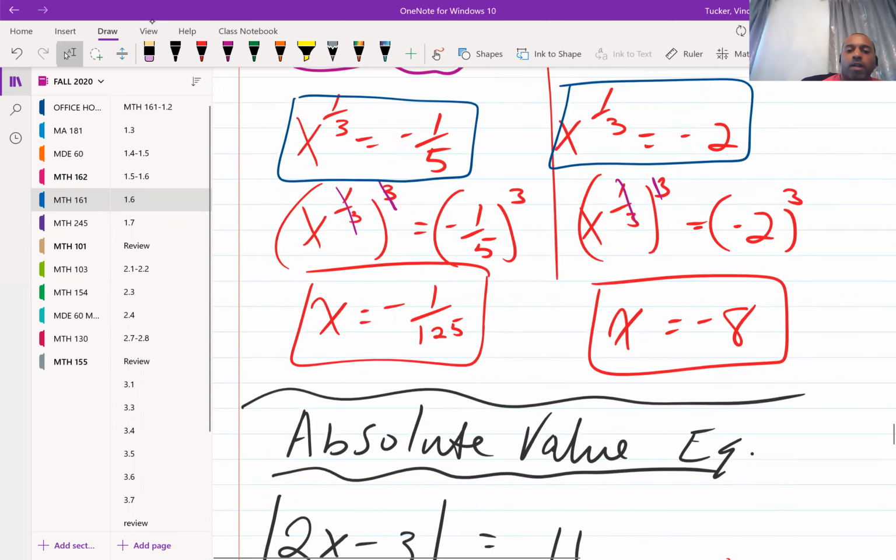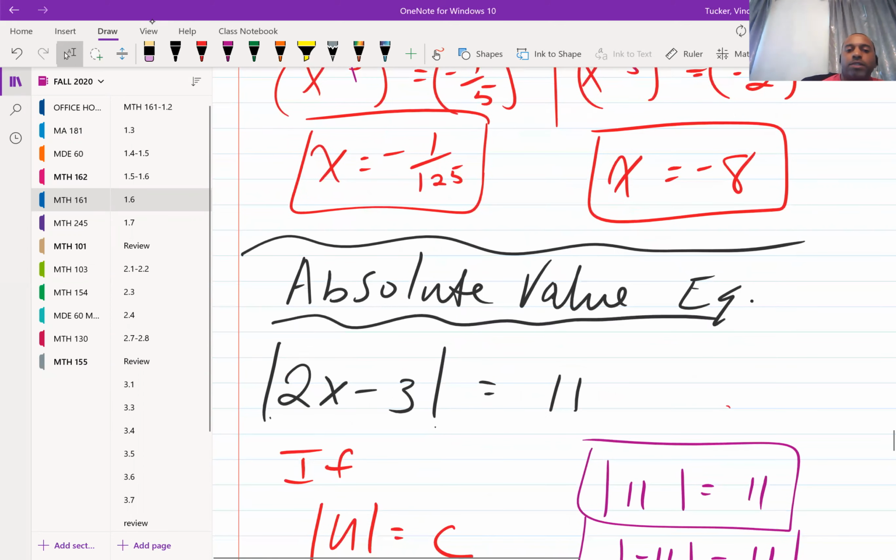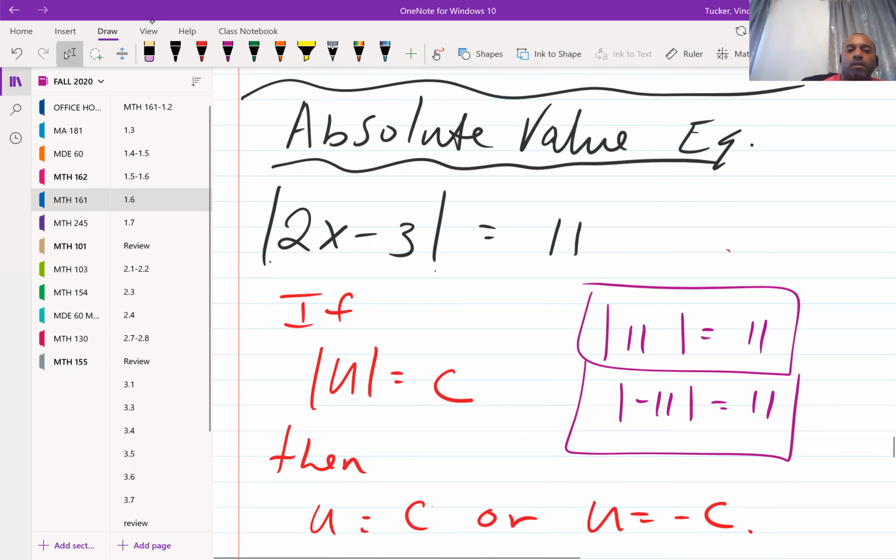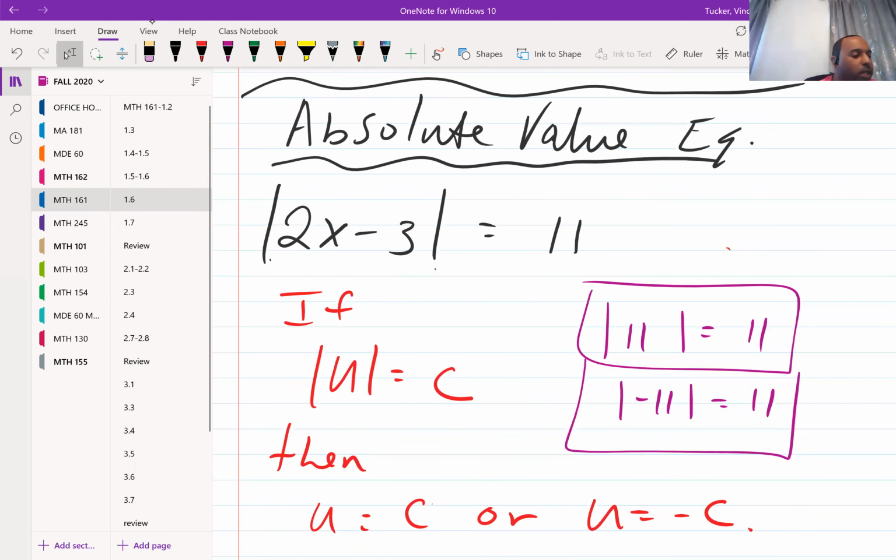All right. So the next one is absolute value equations. And like I said, it's the last type of problem in this section. So we have the absolute value of 2x minus 3 equal to 11.